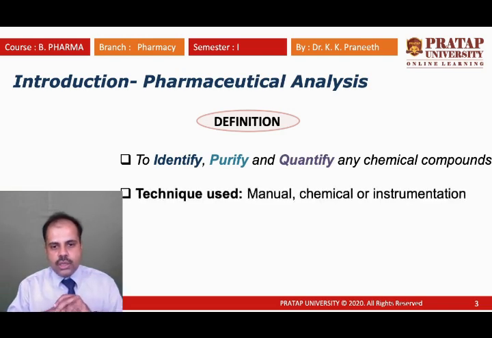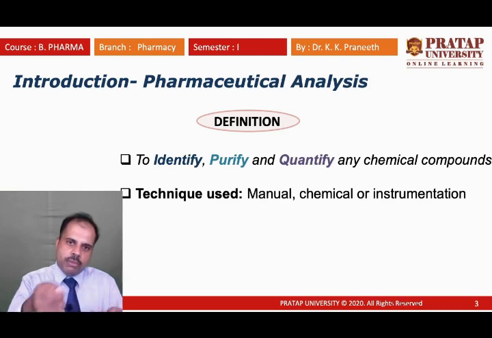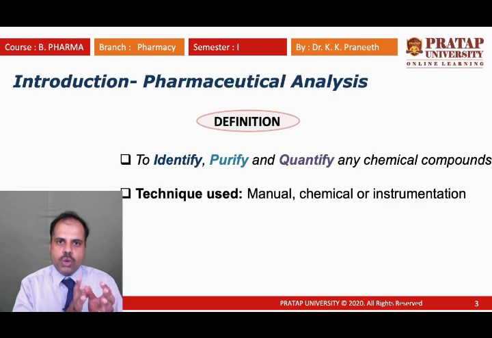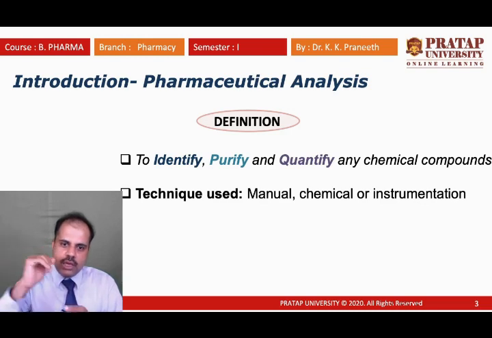Then we use different techniques in pharmaceutical analysis. So what are the techniques? A technique can be manual, right? Manual means we weigh. So manually we weigh in the balance. Okay, this is one technique. For example, if you have a drug containing compound 1 and compound 2, compound 1 we weigh it, and compound 2, if it is a liquid, we will measure how many ml is present, like that. So it's a manual technique.